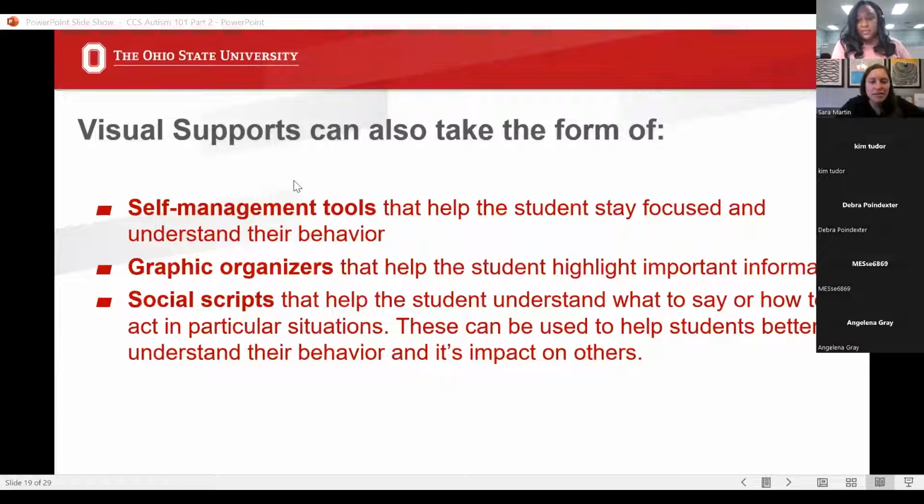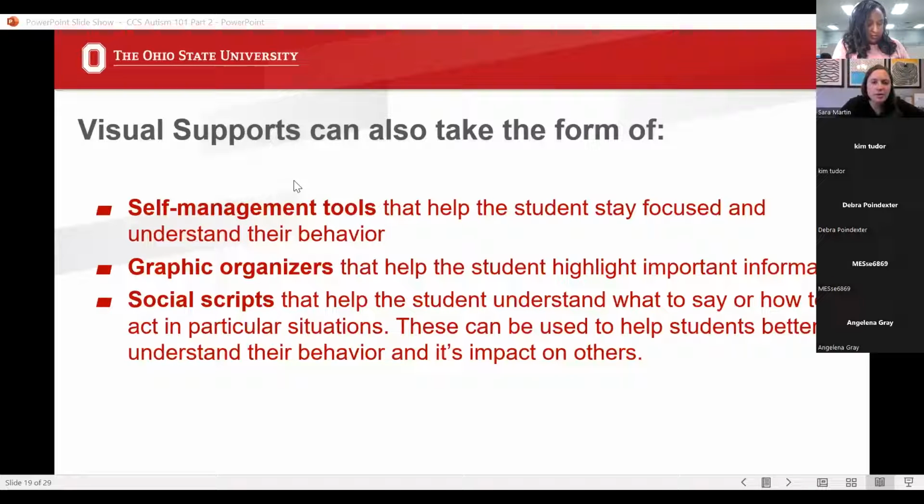If a student has difficulty with mastering a routine or understanding what it is about their behavior that isn't working, the teacher can also make a short video that they watch that can help them self-manage that behavior. Graphic organizers help the student highlight important information. They present material in a way that makes it easier for students to understand, and they not only highlight important information and facts, but they also illustrate the relationship between them.